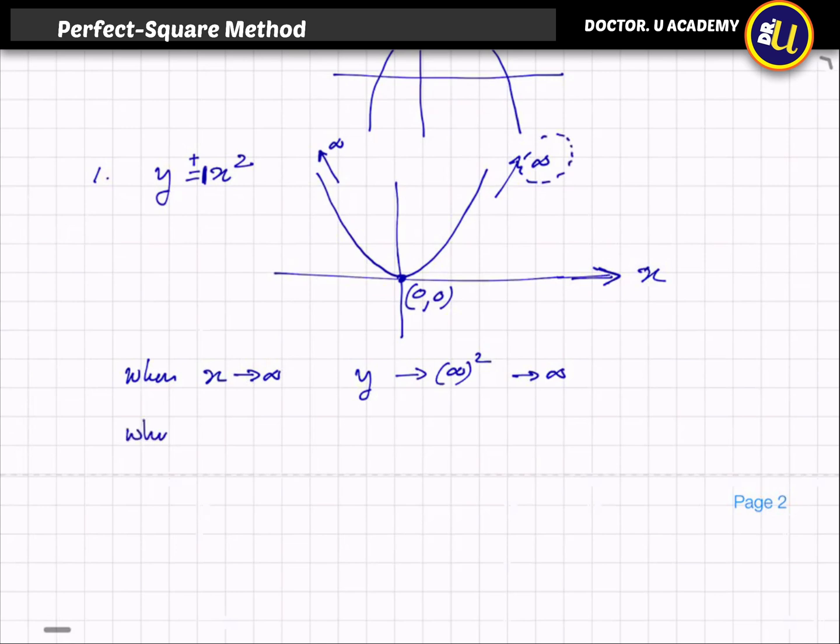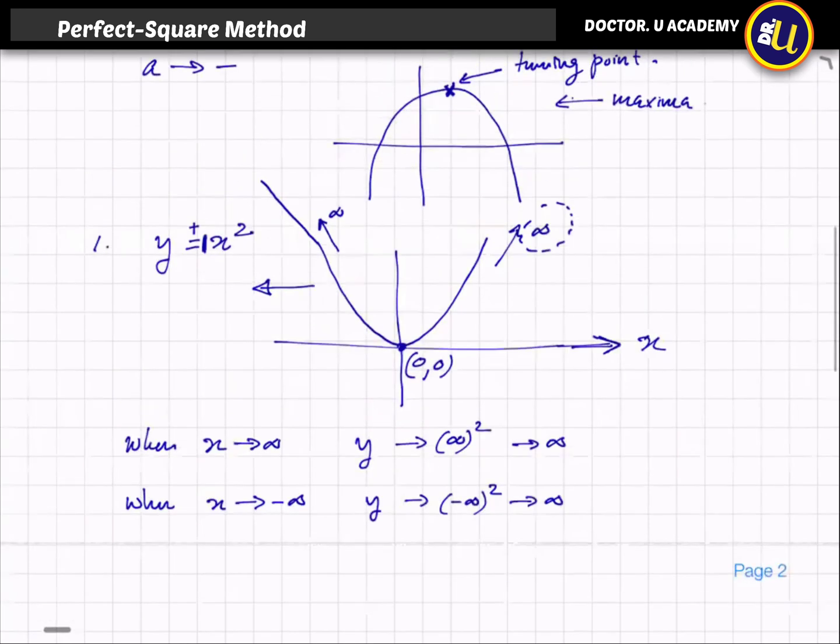What will happen when x goes to minus infinity? What do you mean by minus infinity? We are looking at this side. When x is going this way to the left hand side, what will happen? y goes to minus infinity squared, which goes to infinity. So that's why we are capturing that, and that's why it is going up.